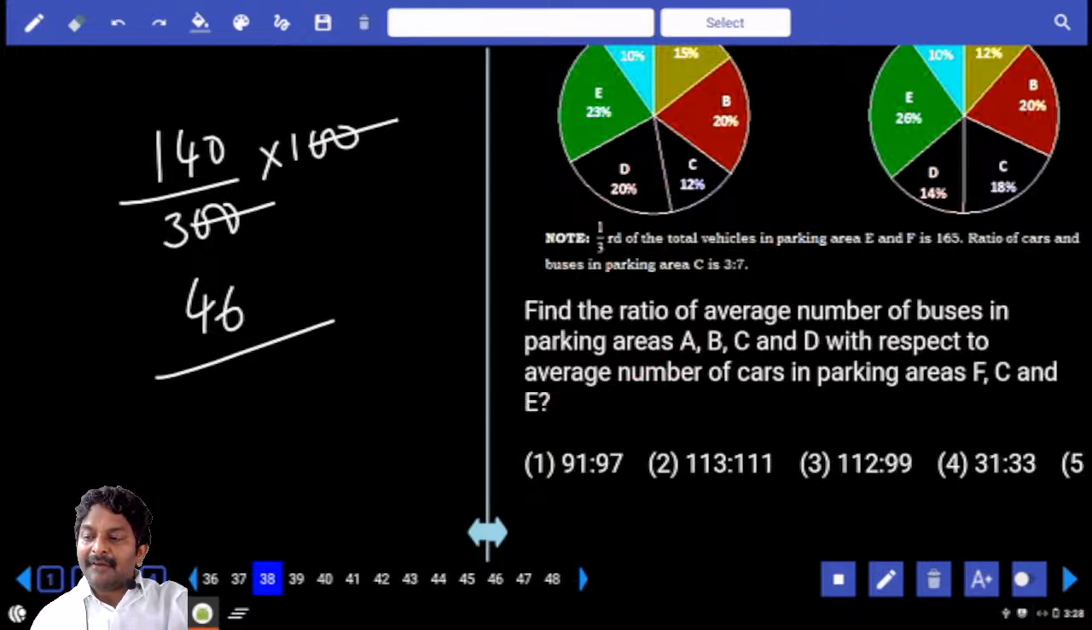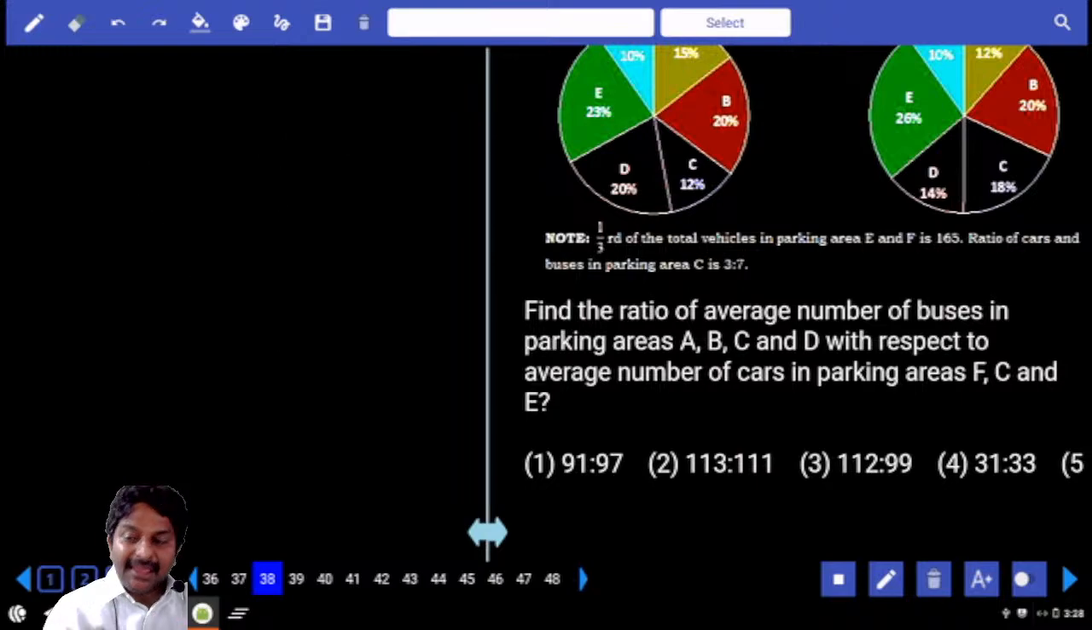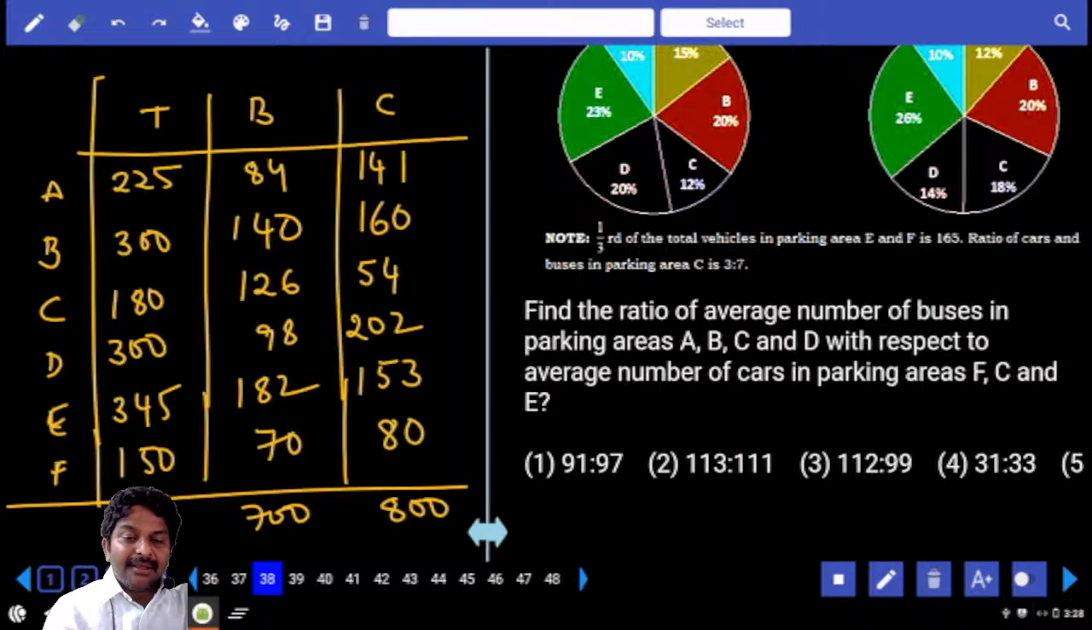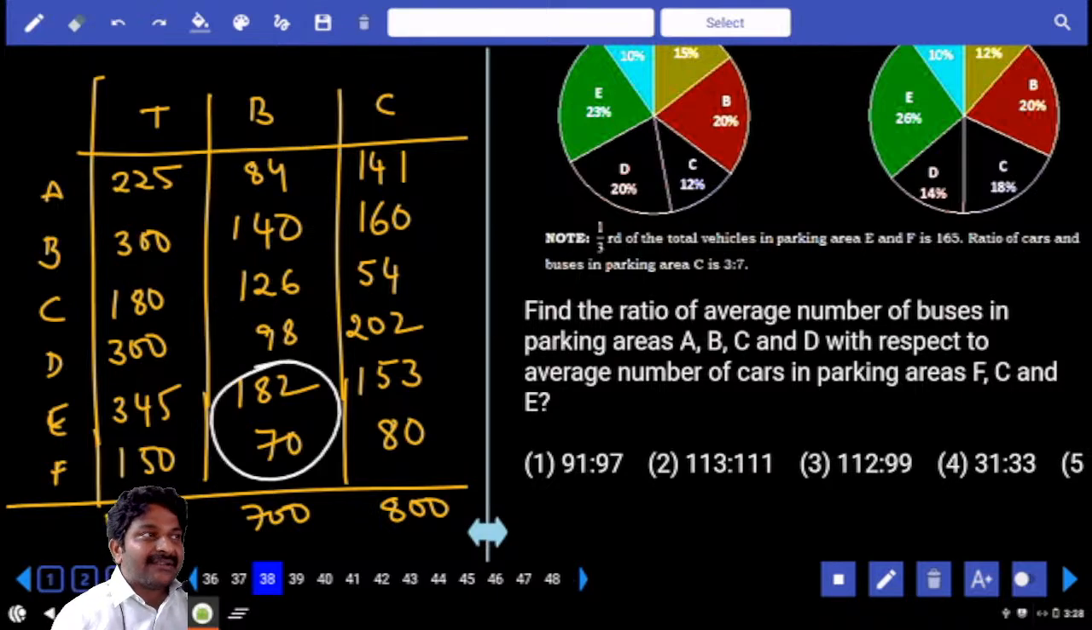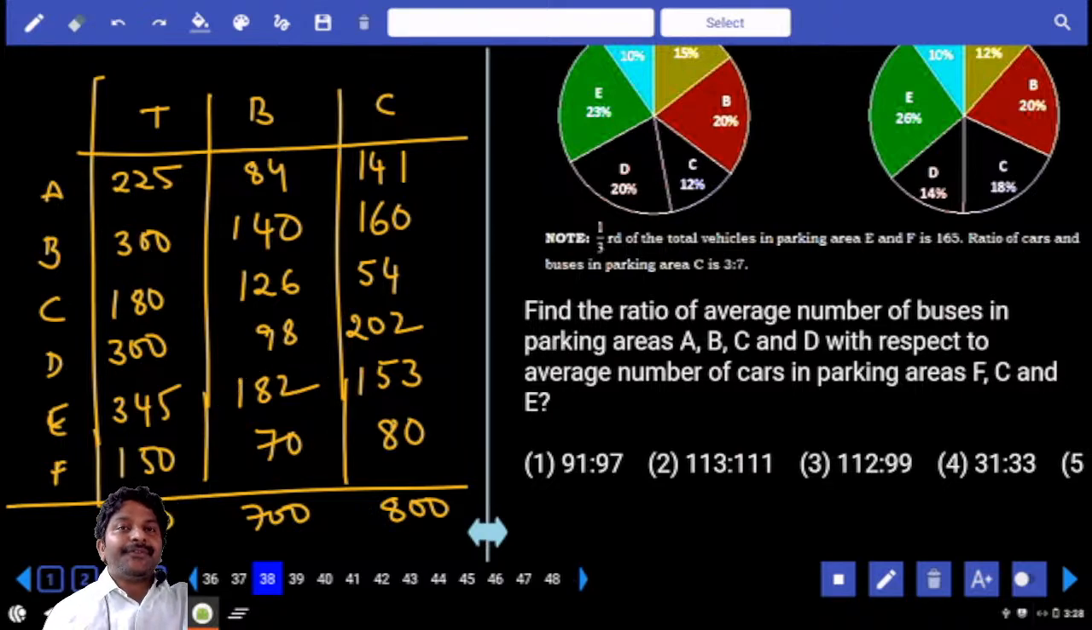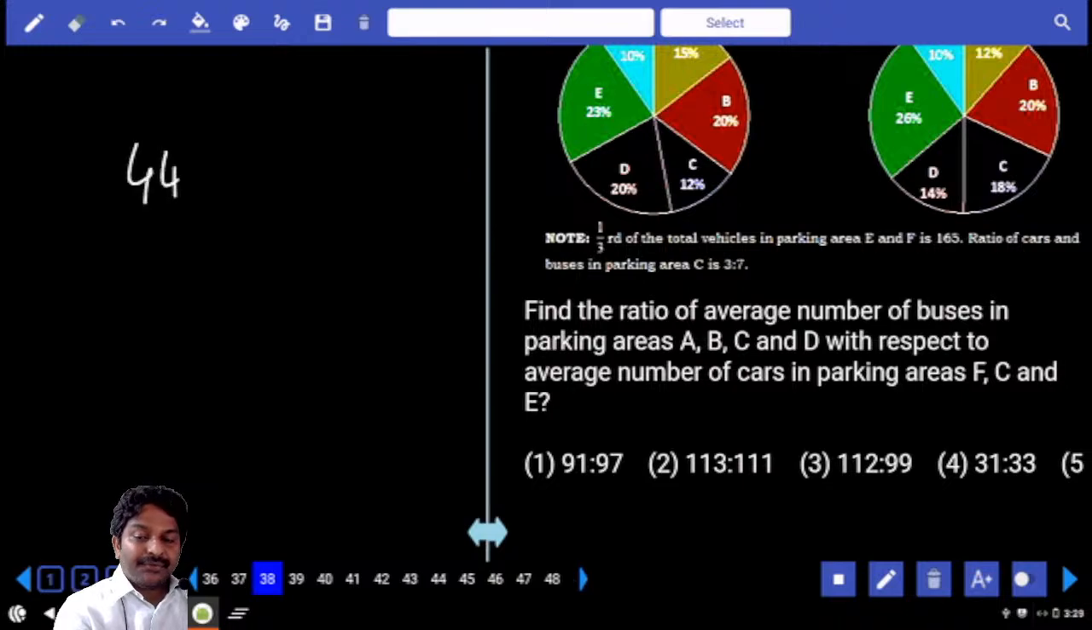Find the ratio of average number of buses in parking area ABCD. ABCD means we have to add them, right? Otherwise, can we subtract these two from total 700? 182 plus 70 is 252. Must be subtracted from 700. First subtract 250, then we can subtract 2 later. 450, subtract 2 from it, 448.